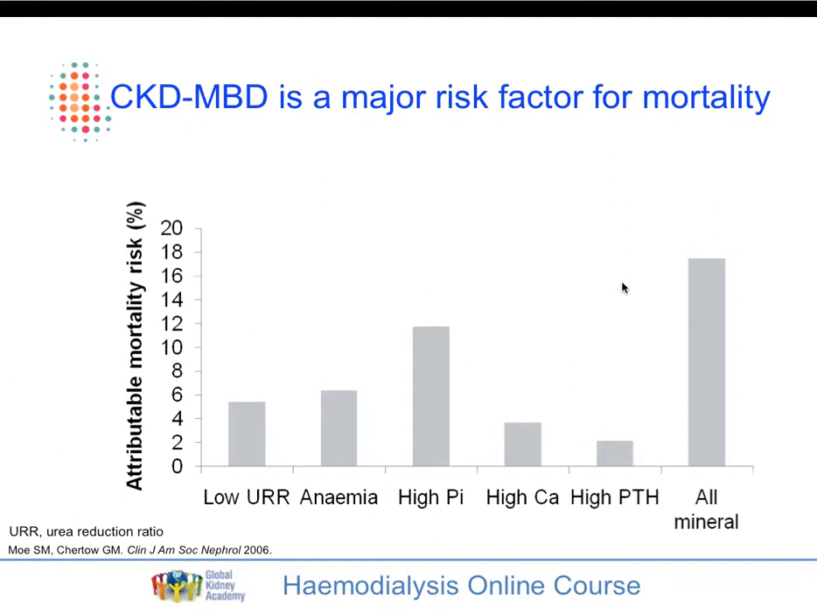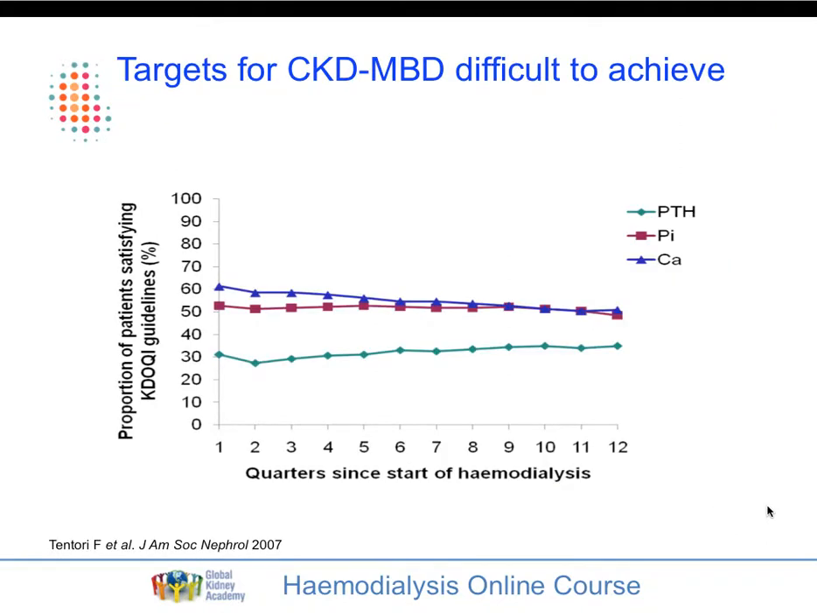And this is important because when you attribute the risk of mortality to calcium, phosphate, and PTH, you can see that when you combine all these parameters, the attributable mortality risk is much higher than, say, something like anemia or inadequate dialysis. Okay, so these matter. This data seems to suggest that abnormalities in calcium, phosphate, and PTH are important in driving mortality in patients on dialysis.